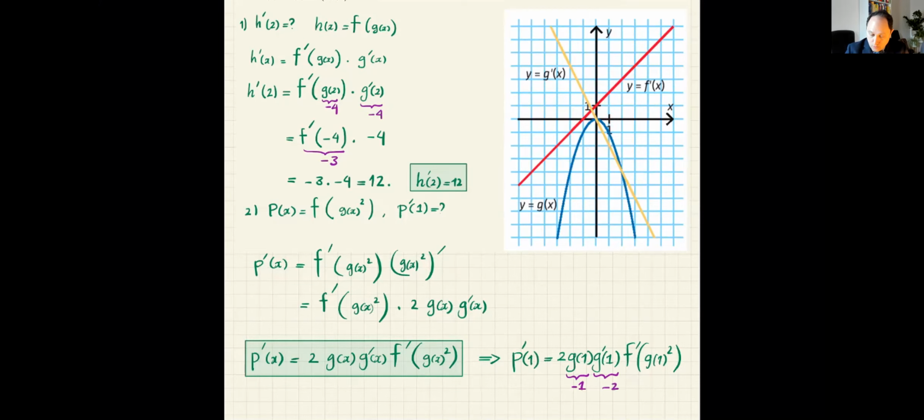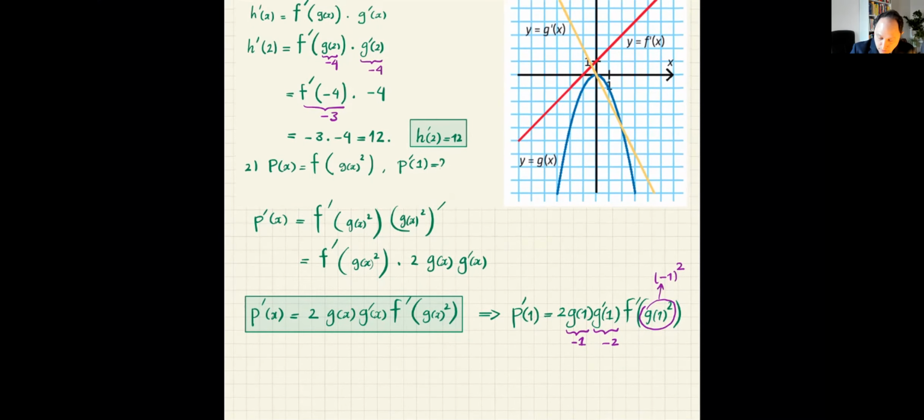But for answering this one, I need to write g of 1 to power 2. But I just calculated g of 1 here. You see, g of 1 is minus 1. So this one becomes minus 1 to power 2, which is, of course, 1. So let me write this now a little bit simpler. So here, 2 times minus 1 times minus 2 is positive 4.